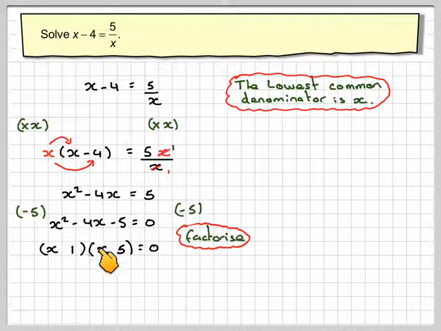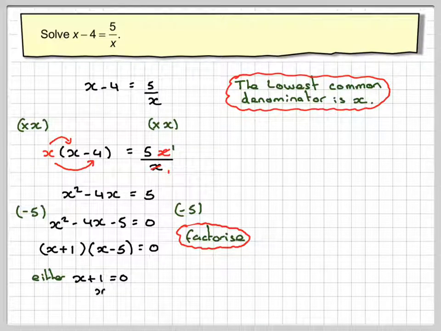We want minus 4, so that means that one has to be minus, and that one will have to be plus. And therefore, either x plus 1 is equal to 0, which gives x is equal to minus 1, or x minus 5 is equal to 0, which gives x is equal to 5.